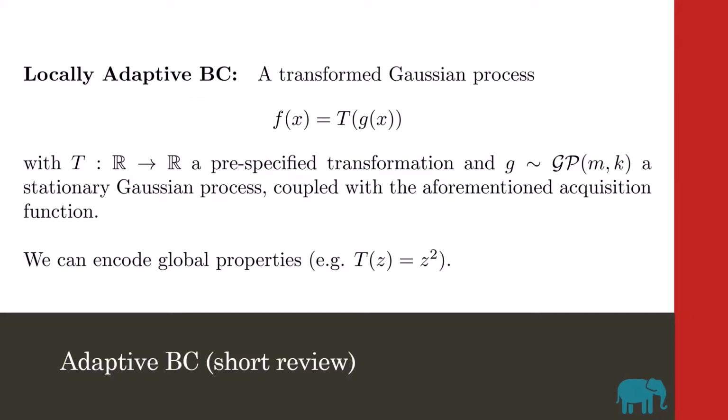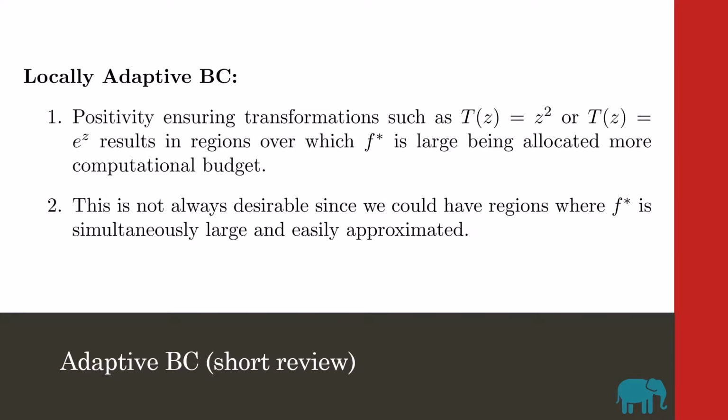Okay, another way of doing adaptive Bayesian cubature is using a transformed Gaussian process, where you transform a GP, G, through a transformation T, which is assumed to be a stationary process. And so you can include global properties like positivity. So you can use a positivity ensuring transformation like squaring or exponentiating or whatever. When you use these positivity ensuring transformations, this results in regions over which the integrand is large being allocated more computational budget. Well, that might make intuitive sense and might be quite desirable. However, it's not always desirable because you could have regions where f star is simultaneously large but also easily approximated. For instance, regions where it's just flat and you don't need many design points located there.